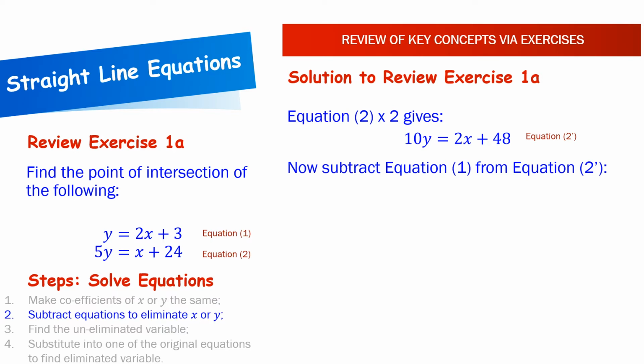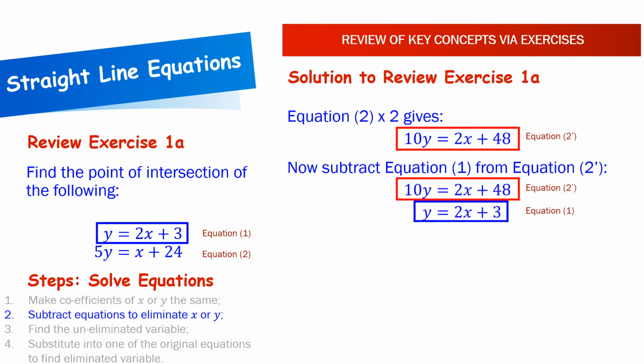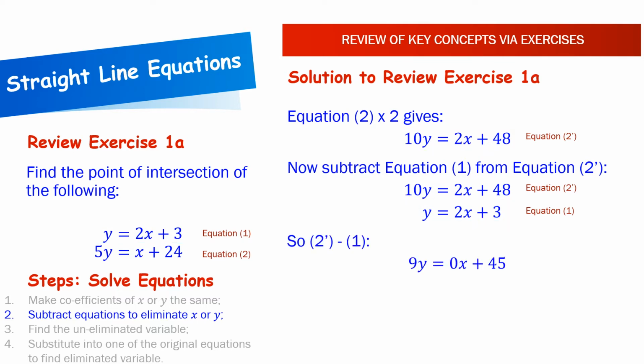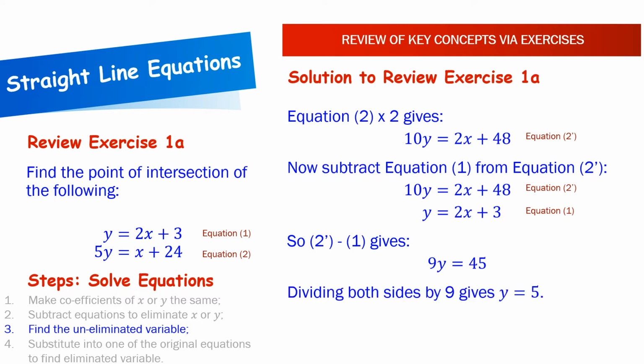Now we subtract equation 1 from equation 2' in order to eliminate the x's. So subtracting gives us 10y minus y is 9y, 2x minus 2x is 0x, and 48 minus 3 is 45. And tidying up gives us 9y equals 45, so we can now proceed to find the uneliminated variable, which is y in our example. Dividing both sides of the equation by 9 gives y equals 5.